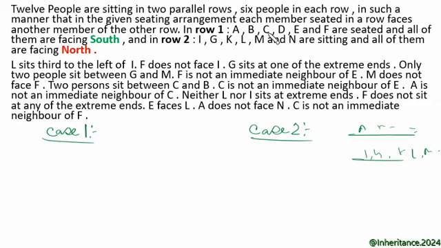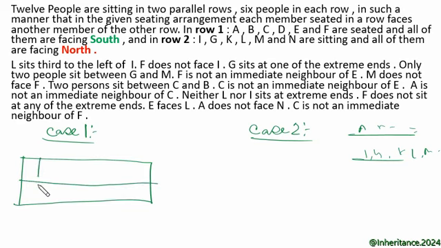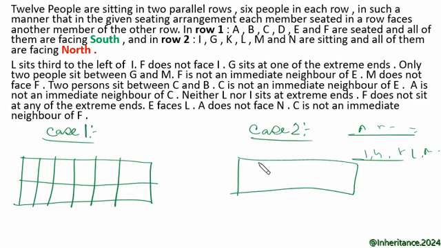See, in row 1 it is A, B, C, D, E, F, 6 persons, and in row 2 I, G, K, L, M, N, 6 persons also. So L sits third to the left of I, if L does not face I. So we have to make a parallel row like this: 1, 2, 3, 4, 5 and 6, and in case 2 also 1, 2, 3, 4, 5 and 6.